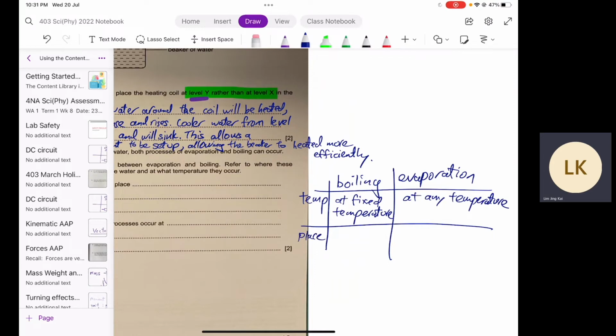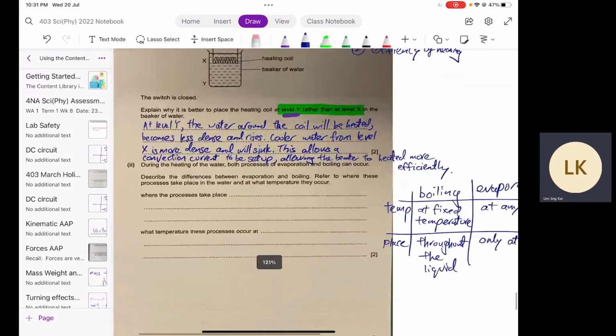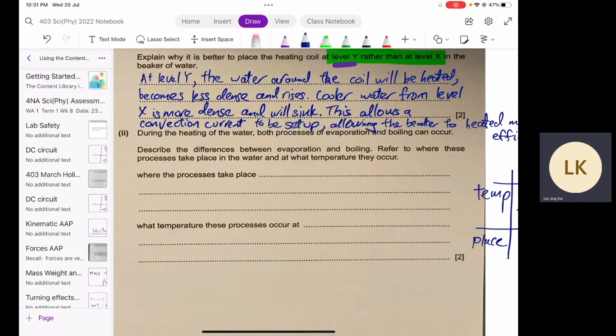Place where it occurs, for boiling is throughout the liquid. For evaporation, it only occurs at the surface. So this is what you need to write down in this particular question. Okay, so let's answer it. Where the processes take place. Because this is a question where they need you to compare, because of this word differences, describe the differences, they're requiring you to compare the points. So you must have comparative terms inside.